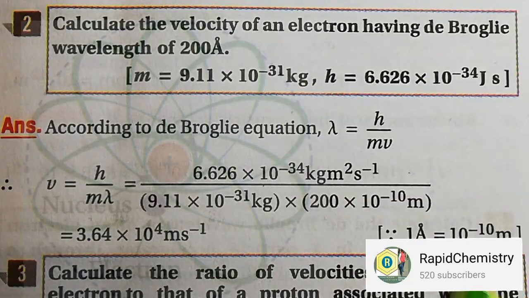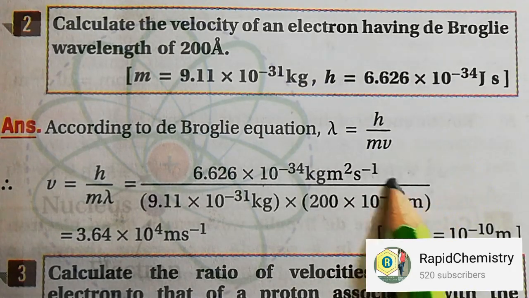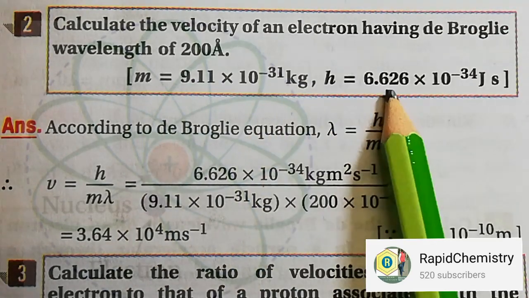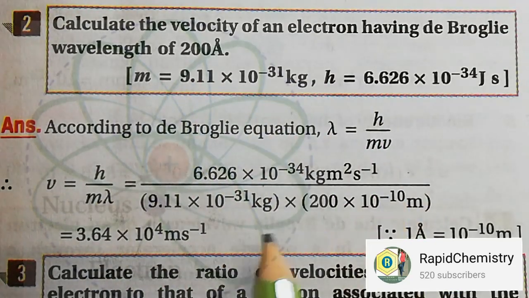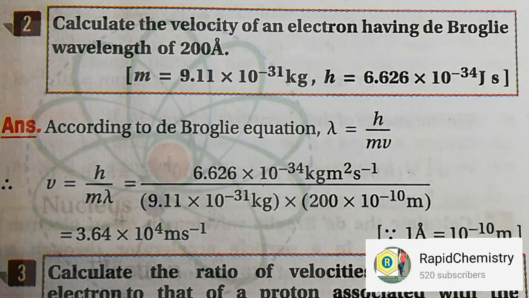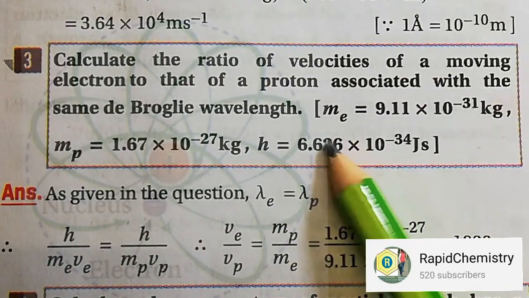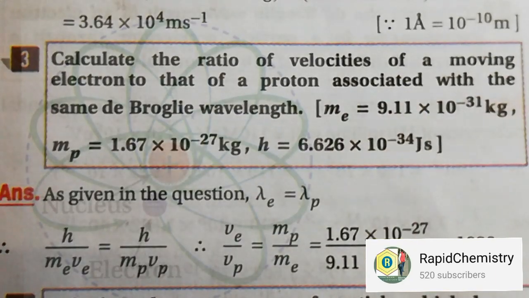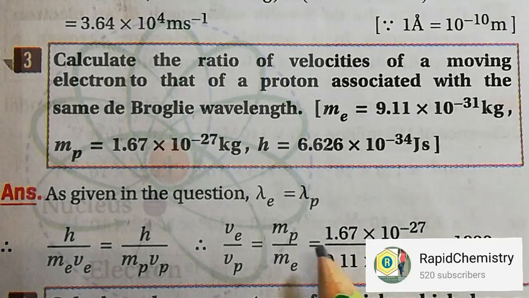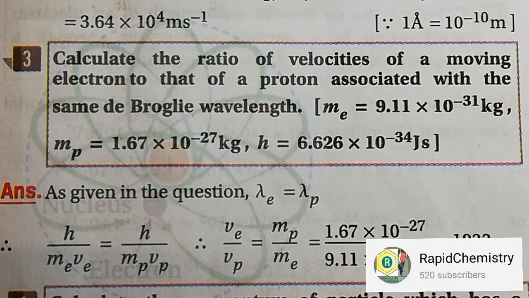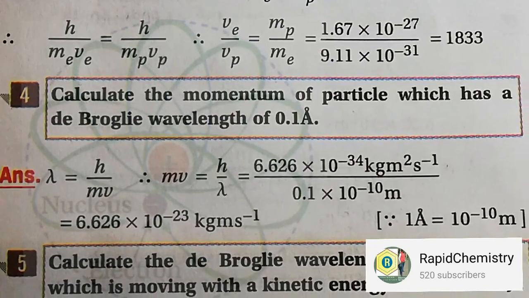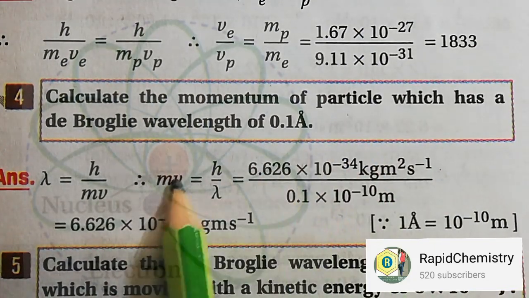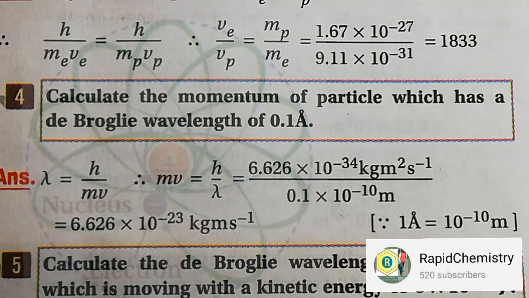Now let's go through some simple numericals as given here. From the de Broglie equation, the mass of the particle is given, h is given, wavelength is given, then you can write the value of v. Another one: calculate the ratio of velocities of a moving electron to that of a proton associated with the same de Broglie wavelength. Simple numericals are there. One more, look here: calculate the momentum of a particle which has a de Broglie wavelength. So you just have to do one division here.